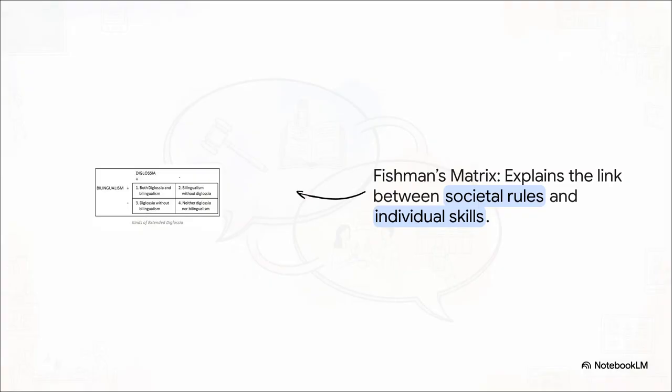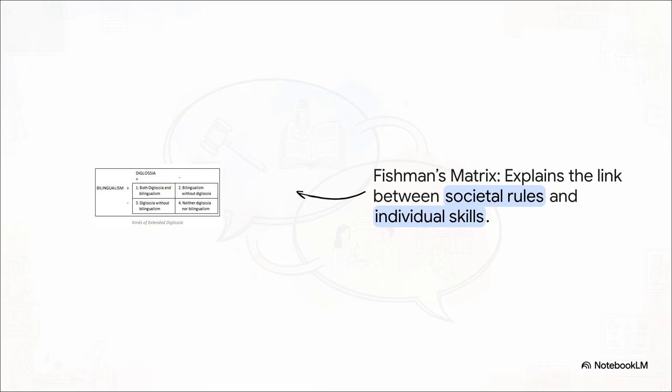Okay, so to make this super clear, Fishman created this simple but really powerful grid. It's a fantastic tool that connects the big societal rule, diglossia, with an individual skill, bilingualism. Let's break it down. Take a look at that top left box, both diglossia and bilingualism. That's our Paraguay example. Society has clear rules for using Spanish and Guarani, and most individuals can actually speak both.